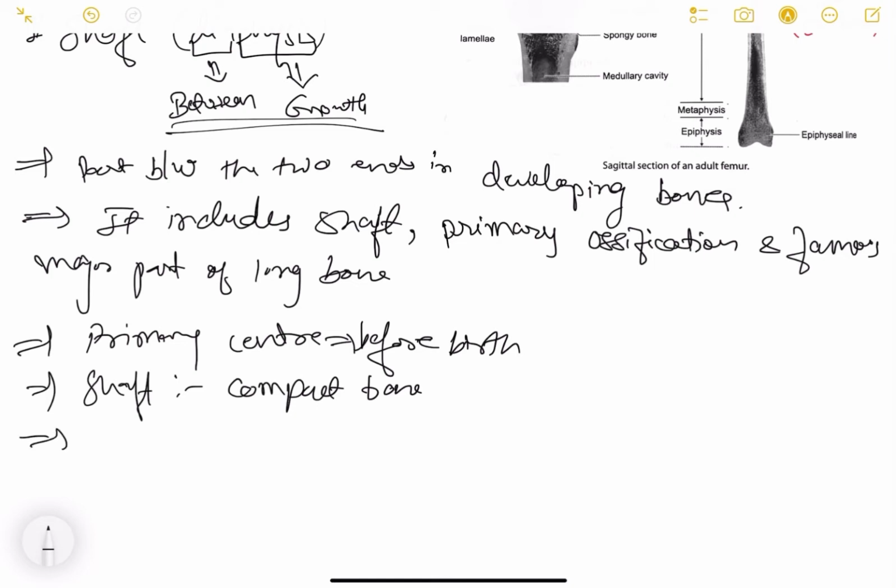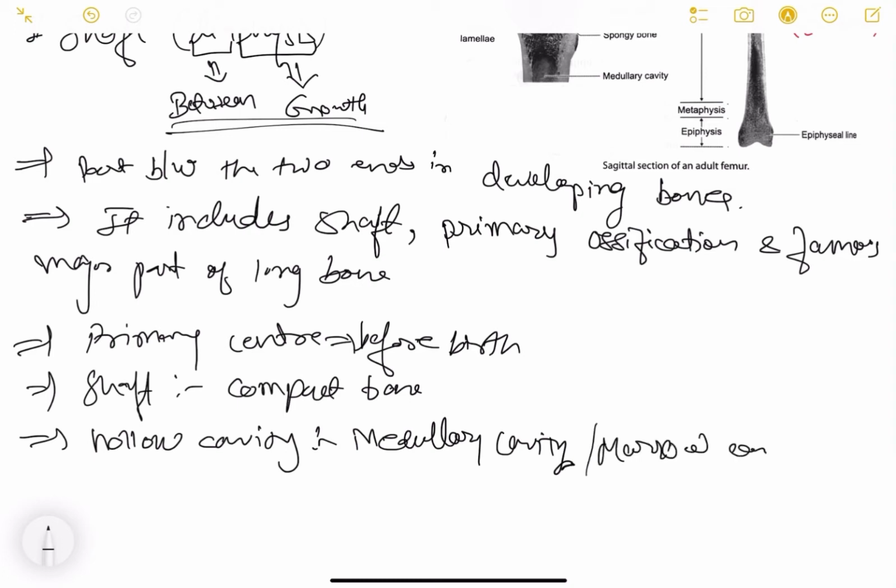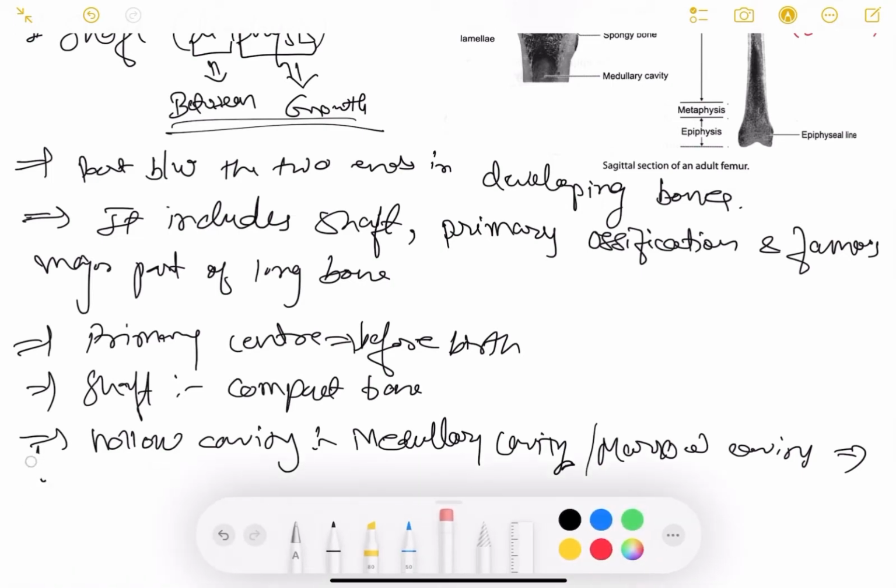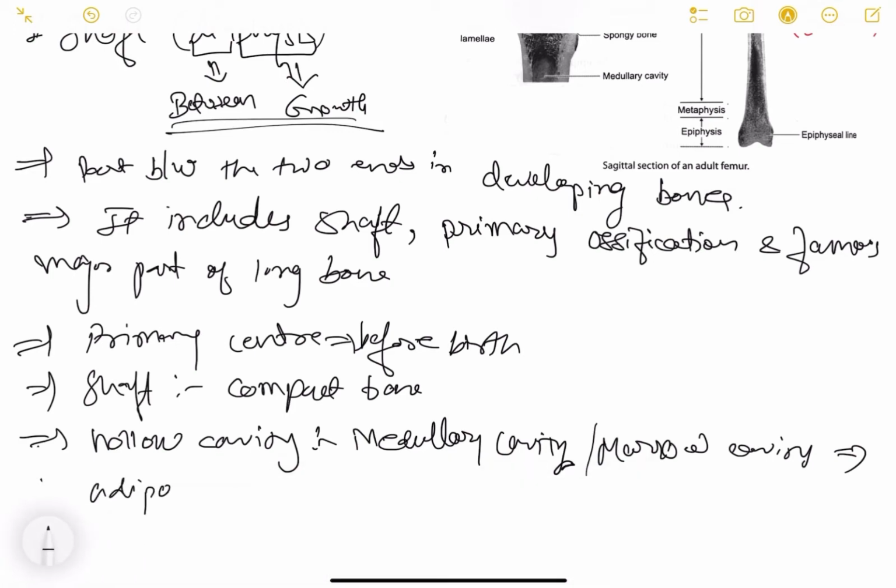And now the hollow cavity present in the diaphysis is the medullary cavity or marrow cavity, and it contains adipose tissue, hence yellow marrow. Yesterday we saw in the functions of bone, storage of fat by yellow marrow. So generally fat is stored where? In adipose tissue. So ultimately the function will be handled by yellow marrow.